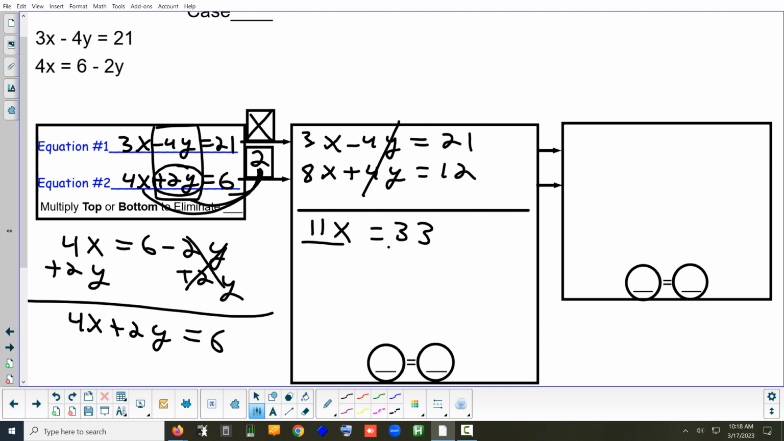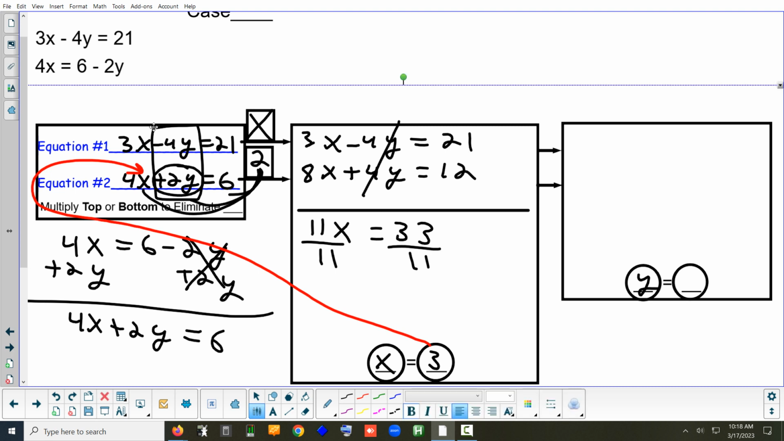And then finish it up by dividing both sides by 11. Okay, what do we get for x? We're going to get a nice answer. We're going to get 3. Okay, still need to find y. So we're going to take the 3 and fill it back in. Which equation do we want to fill it back into? The top or the bottom? Bottom? Okay. So let's take this and put it back in right there. So we're going to have 4 times 3 plus 2y equals 6.